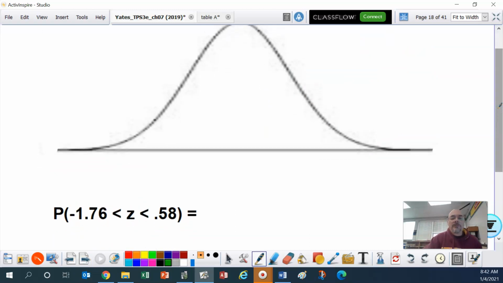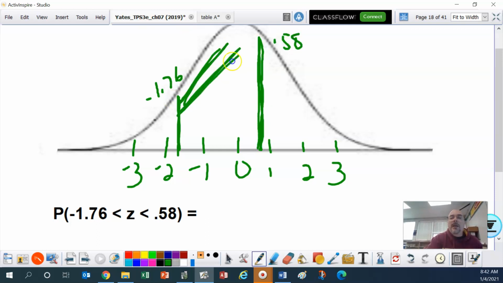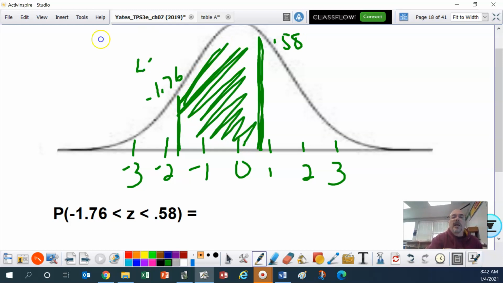Okay, next one. Between negative 1.76 and 0.58. So again, I'm going to go 0, 1, 2, 3, negative 1, negative 2, negative 3. Negative 1.76, I'm going to say that's right about here. And then 0.58, I'm going to say that's right about here. And it's going to shade in between. So this is my lower bound, ladies and gentlemen, this is my upper bound.